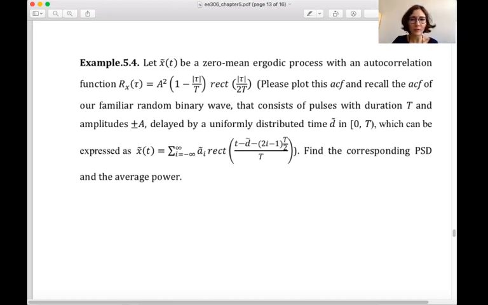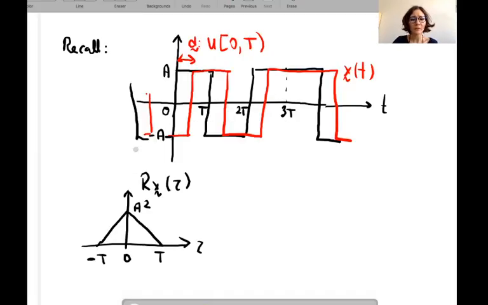Now, the trick here, we will actually solve this example without any calculations at all. The trick will be to use the properties of the Fourier transform. So, if you stare at this function, and if I ask you to tell me a type of waveform so that when I convolve it with itself, it should give me this triangular function, what is that function? It's going to be rect, right? So let's try to write Rx of tau as the convolution of two rectangular functions.